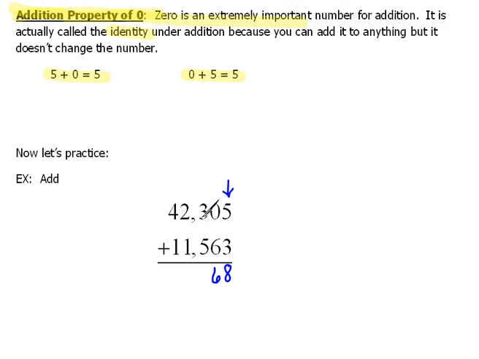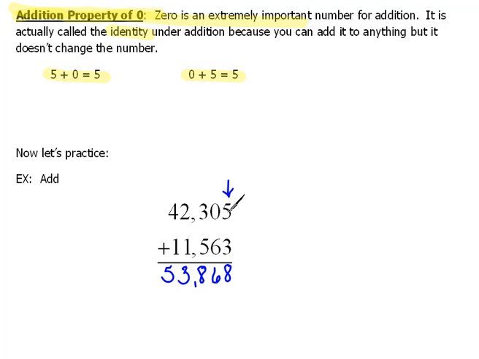Then we move to the hundreds. So 3 plus 5 would be 8. Now that is our ones period, so we put a comma there to separate out the next period. 2 plus 1 would be 3. And then the next place value, 4 plus 1, would be 5. So our answer here is 53,868.